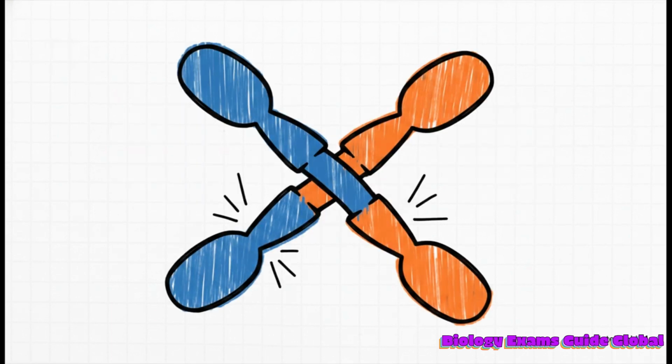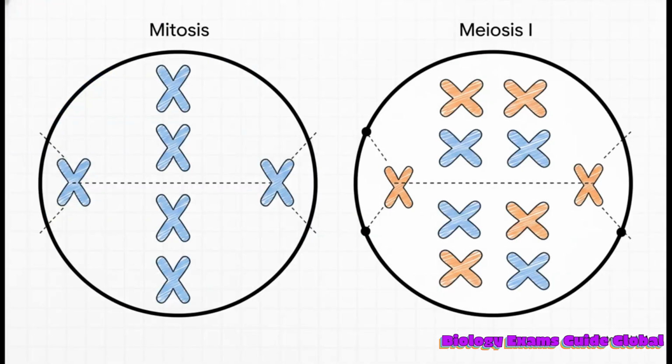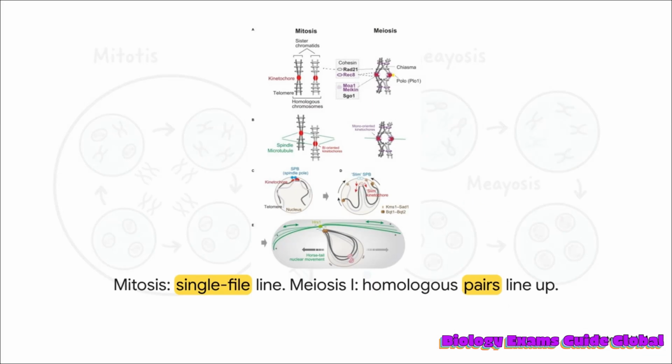In meiosis I, something really cool happens, a process called crossing over. You can see here how they literally trade pieces of DNA, creating brand new genetic combos. Another huge difference is how the chromosomes line up to get ready to split. See that? Mitosis is a single-file line. Meiosis I lines them up in pairs.